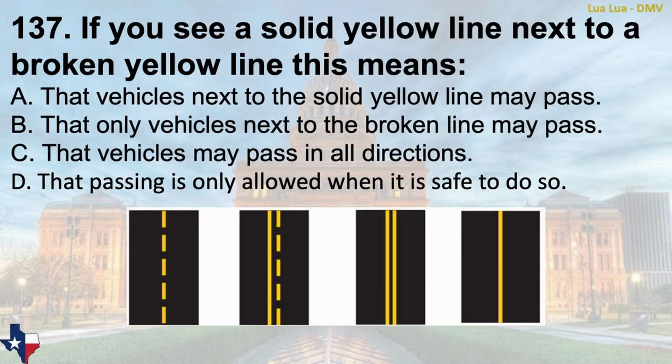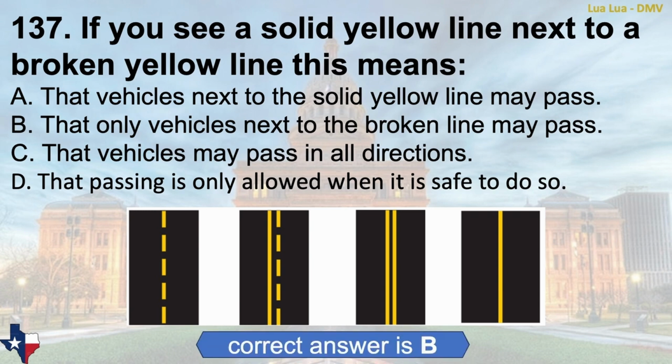Question 137. If you see a solid yellow line next to a broken yellow line, this means A. That vehicles next to the solid yellow line may pass. B. That only vehicles next to the broken line may pass. C. That vehicles may pass in all directions. D. That passing is only allowed when it is safe to do so. The correct answer is B.